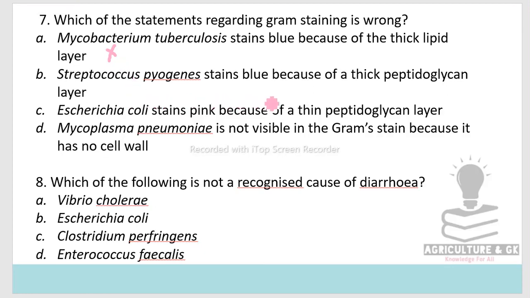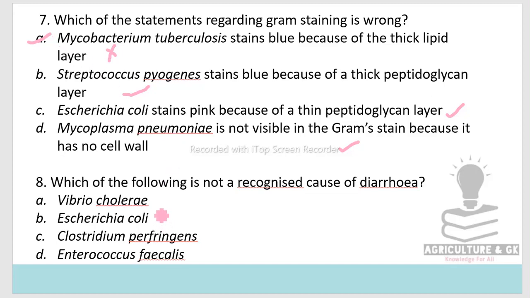Streptococcus pyogenes stains blue because of thick peptidoglycan layer. This is true. E. coli stains pink because of thin peptidoglycan layer. This is also true. Mycoplasma pneumoniae is not visible in gram stains because it has no cell wall. That is also true. So our wrong statement is option A.